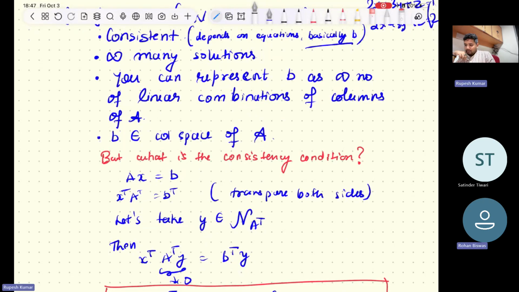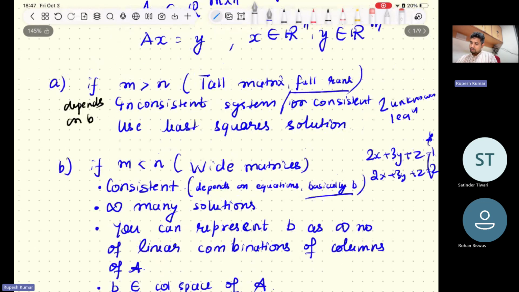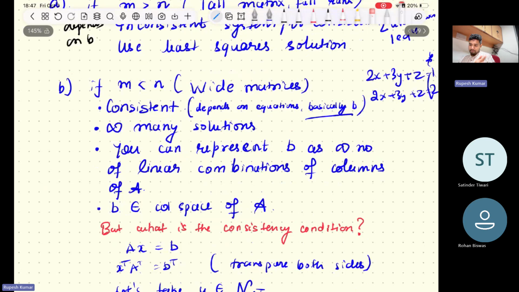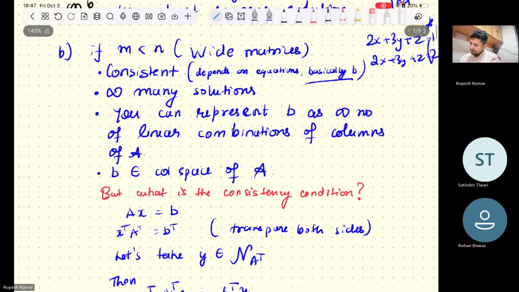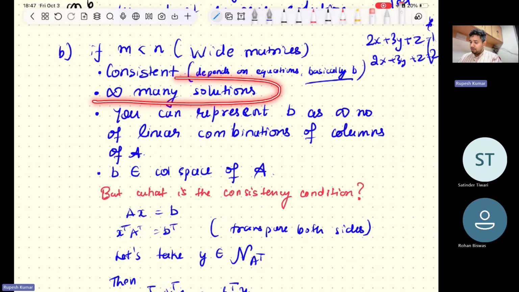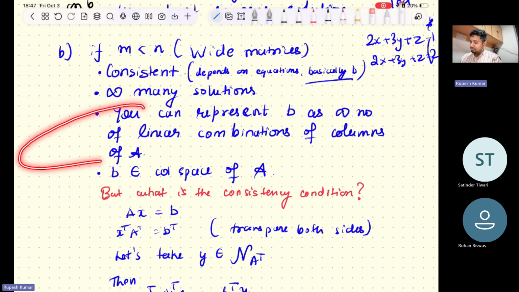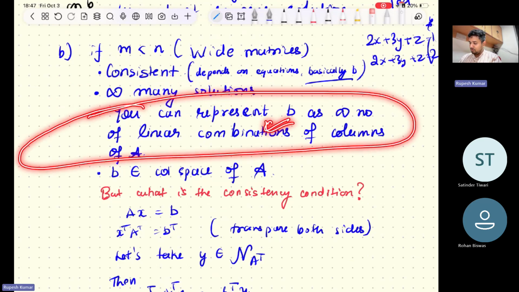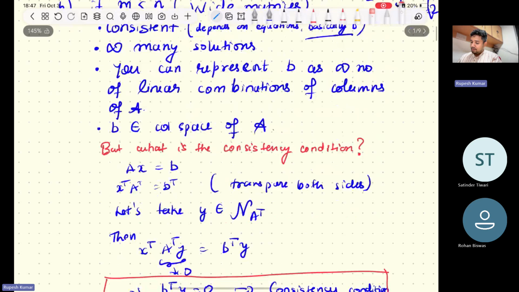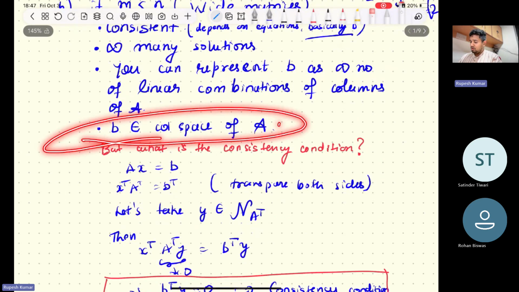So B belongs to the column space. This was condition A. Then we come to condition B: a wide matrix. Again, it depends on B. You can have infinitely many solutions, or you can have parallel lines, basically no solutions. The meaning of infinitely many solutions is you can represent B as an infinite number of linear combinations of columns of A. Or you can say B belongs to the column space of A.